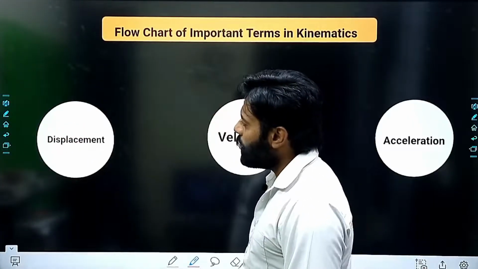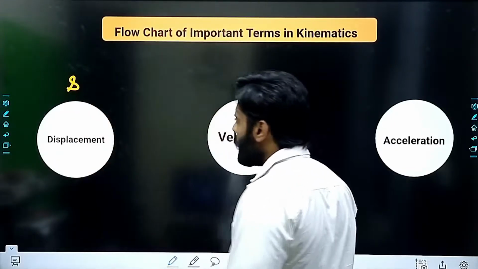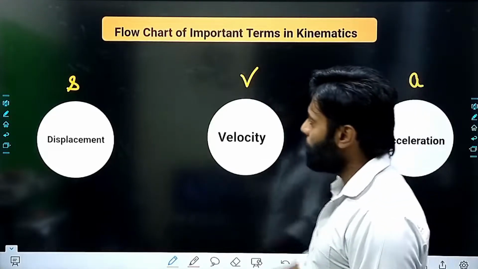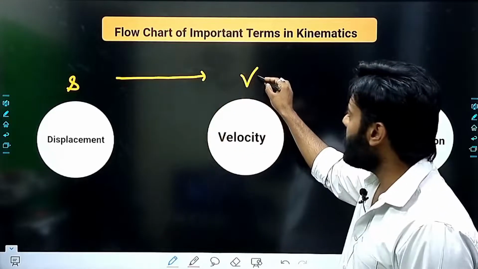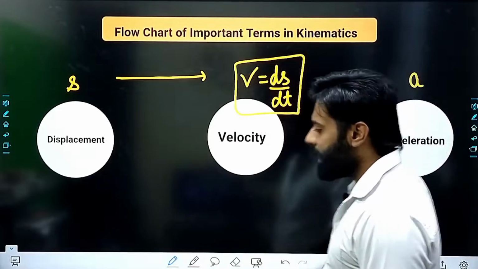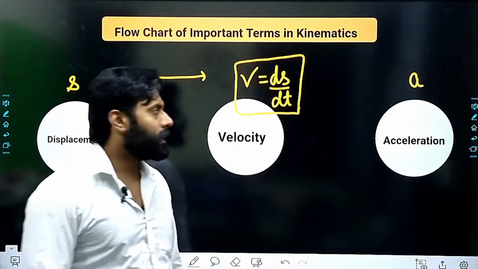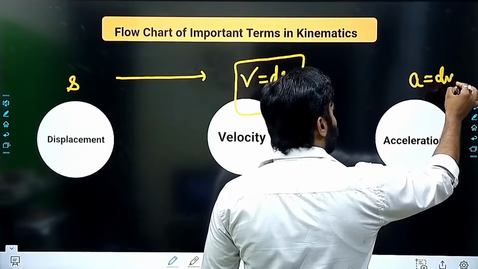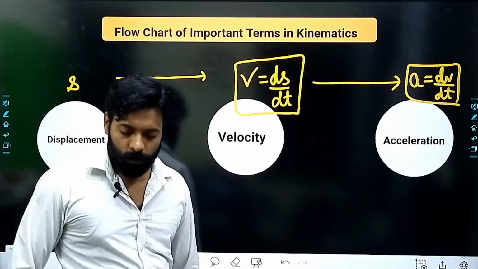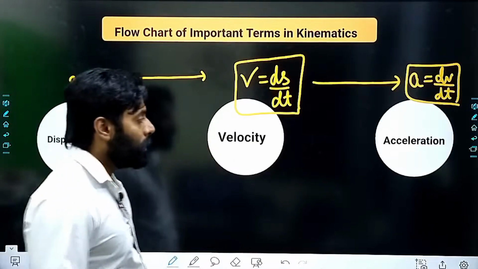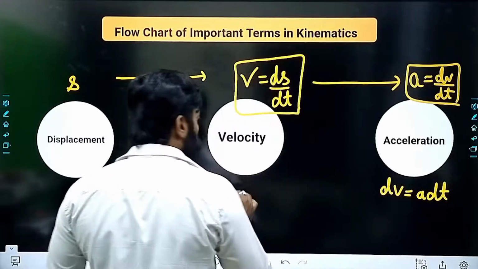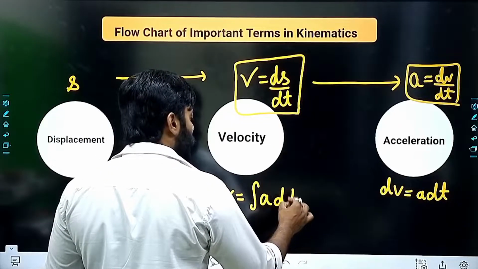So if I am having a function x or s as displacement, and I am marking this velocity as v, this acceleration as a, so if I am moving from here to here, then velocity will be equal to ds by dt. Velocity is the rate of change of displacement. Acceleration will be dv by dt. So I have to do the differentiation. And when I have to go in the opposite direction, then I can easily find out that dv is equal to a dt. And if I have to calculate the v, then it will be integration of a dt.